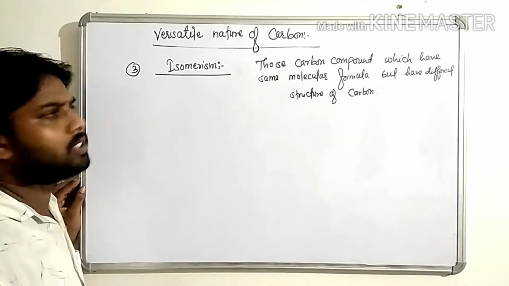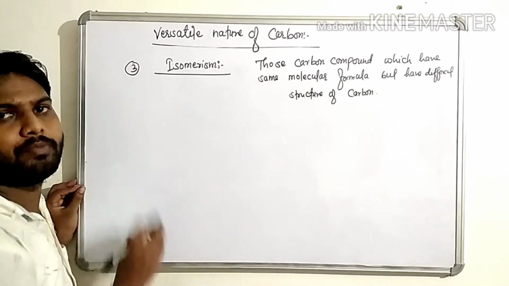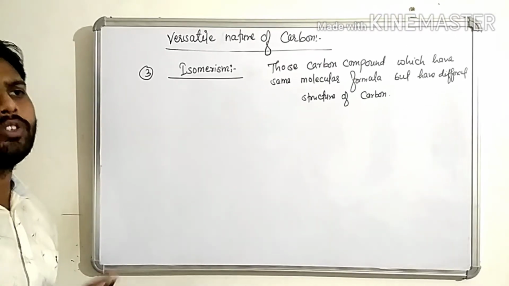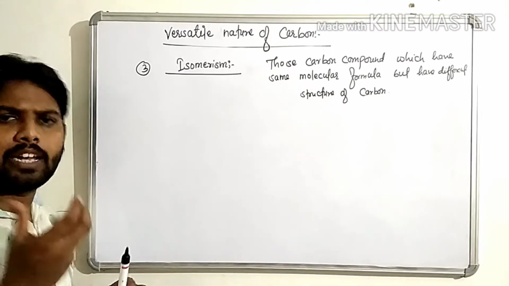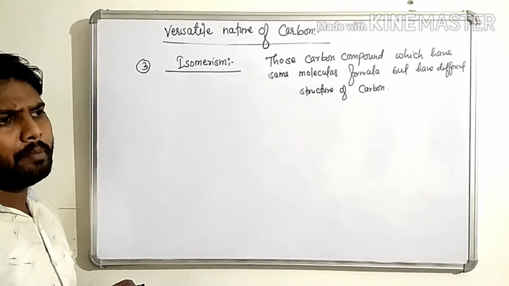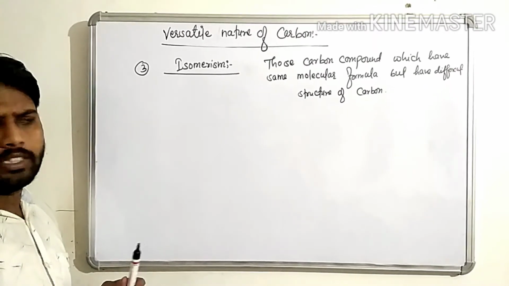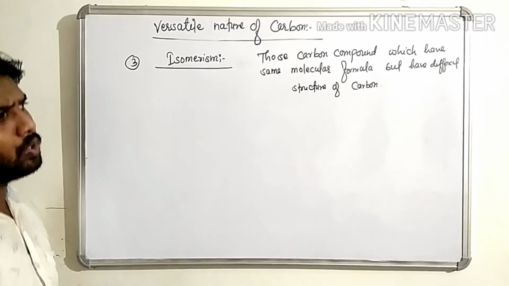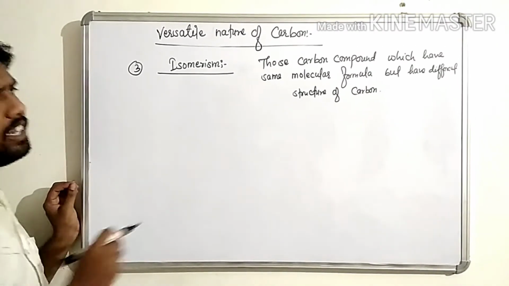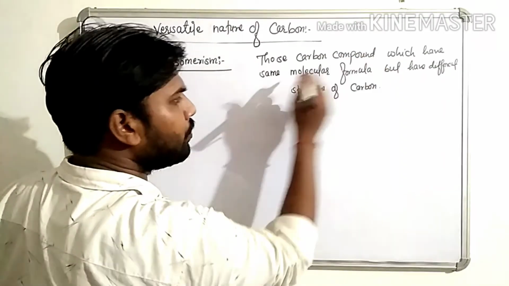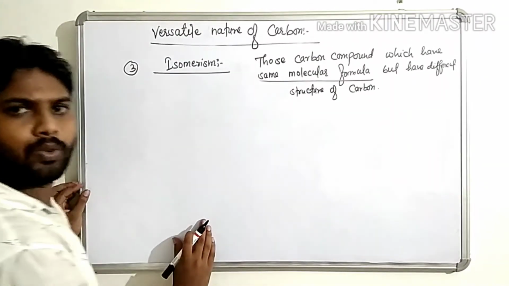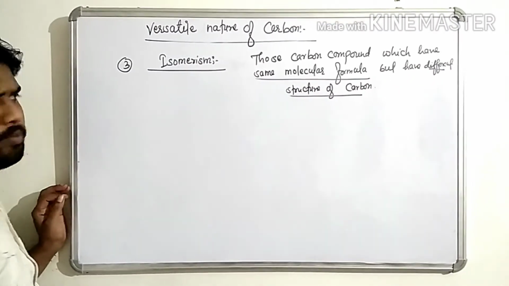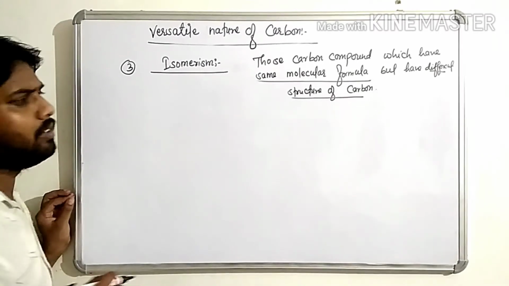Now children, the third reason is isomerism. The word isomerism means those compounds which have the same chemical formula but are different by different structure of carbon, that is known as isomerism. So two things are important in that: the carbon compounds have the same molecular formula, but have different structures of carbon compounds. Okay, let us understand with an example.